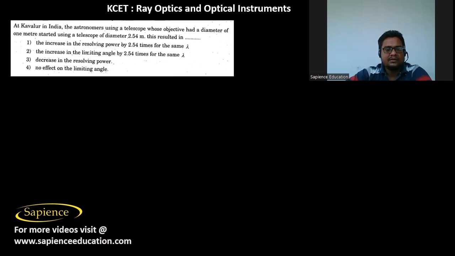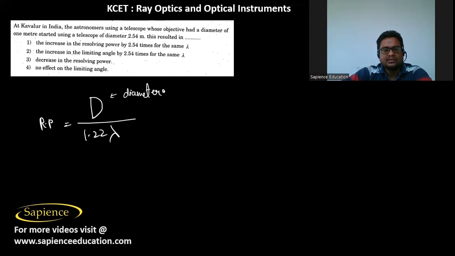Then it is told that at Kavalur in India, the astronomers using a telescope whose objective had a diameter of 1 meter started using a telescope of diameter 2.54 meters. This resulted in, we know that if the diameter of the telescope is d, then the resolving power of the telescope is given as d by 1.22 lambda, where lambda is the wavelength of the light which is used, and d is the diameter of the objective lens.